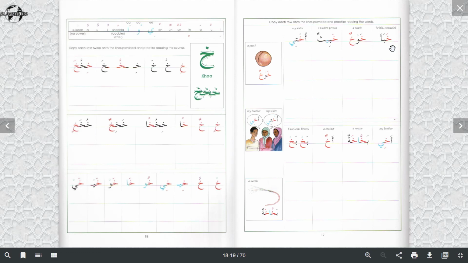Page 19. Listen carefully and repeat. Line 1. He hid or concealed. Khaba'a. A peach. Khawkhun. A wicked person. Khabithun. My sister. Ukhti.